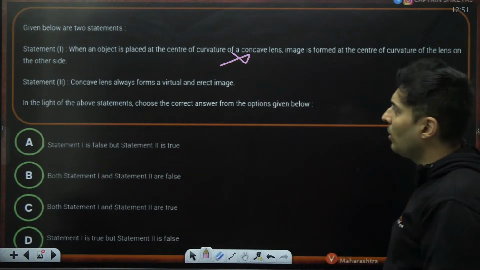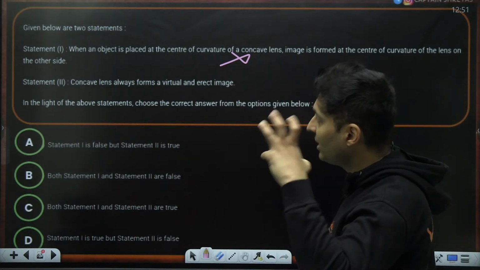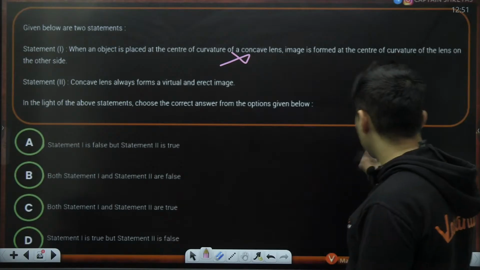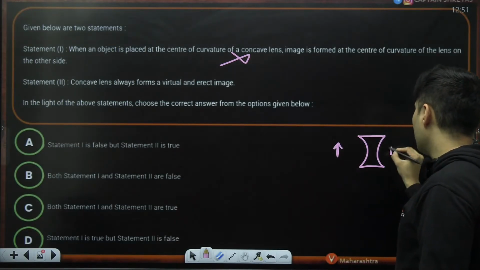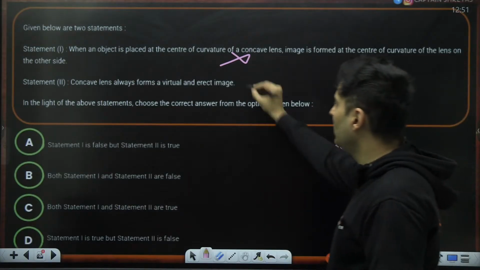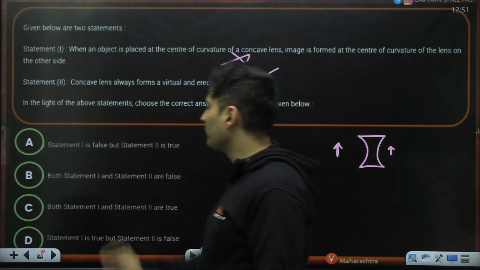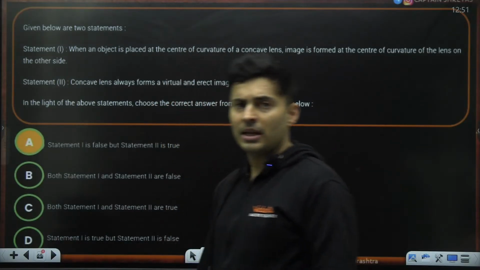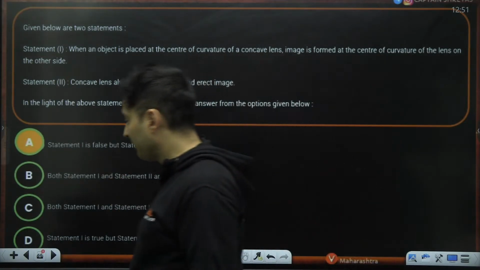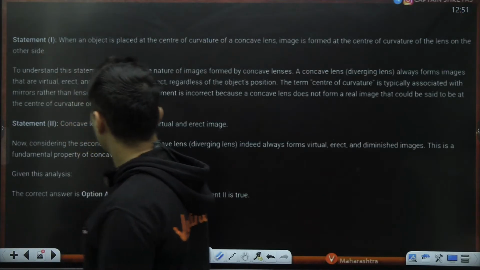And a concave lens always forms a virtual image, yes, because if you take a concave lens and place an object, the image will be here. It is erect and it is virtual. So this is also perfectly fine. So A is false, B is true. A is false, B is true. So option A. Next one.